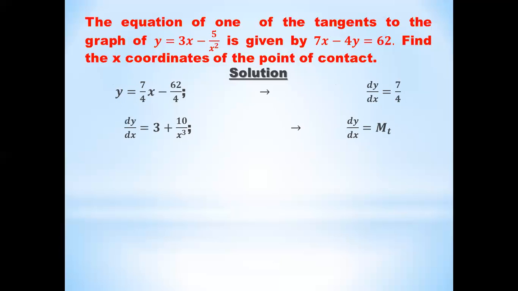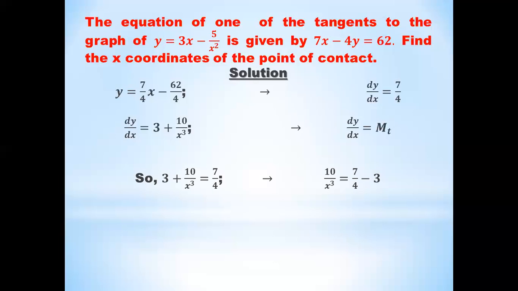Now we have the gradient, but we are looking for the x coordinate of the point of contact, right? So let's take the equation of the graph and find the first derivative. As you can see, the derivative of y is equal to 3x minus 5 over x squared will basically become 3 plus 10 over x cubed. Remember, we did it in the previous lesson, so we just brought it here. It's a linked question. Then we have the derivative now; the first derivative is equal to the gradient of the tangent. That is just an issue we need to remember. So I brought it to highlight that.